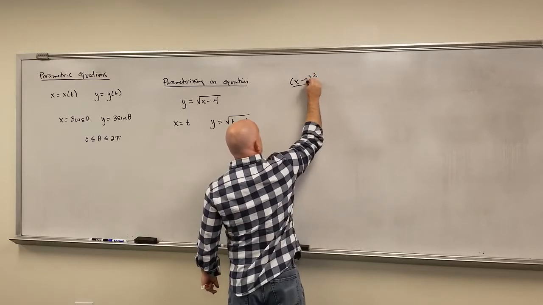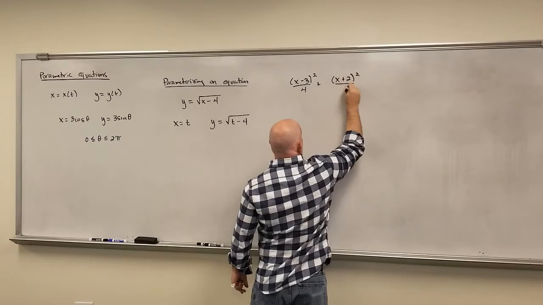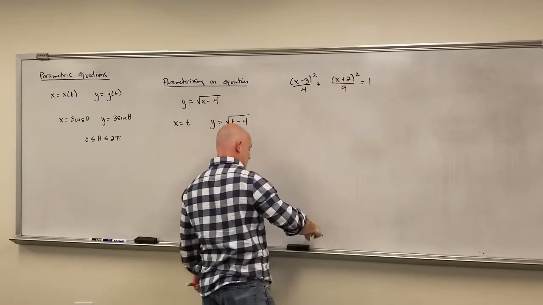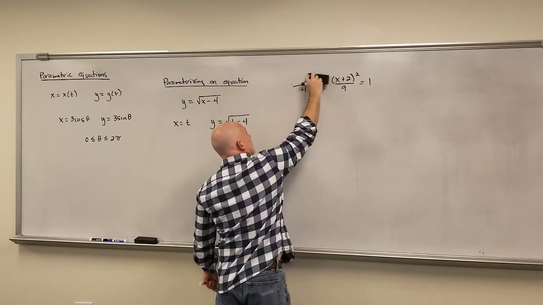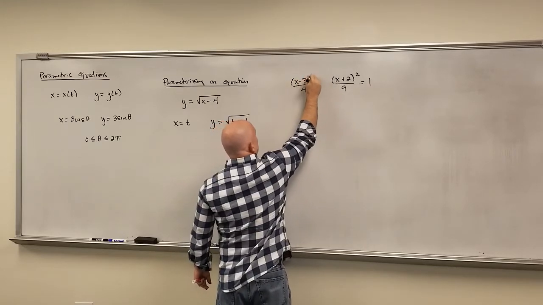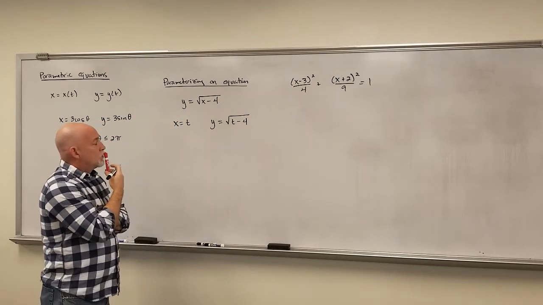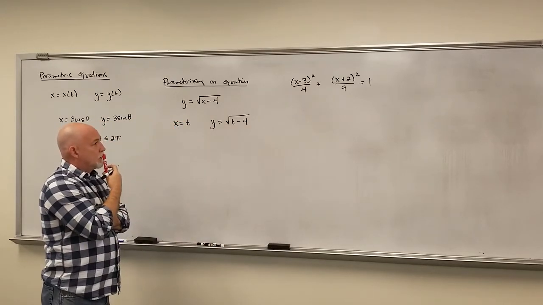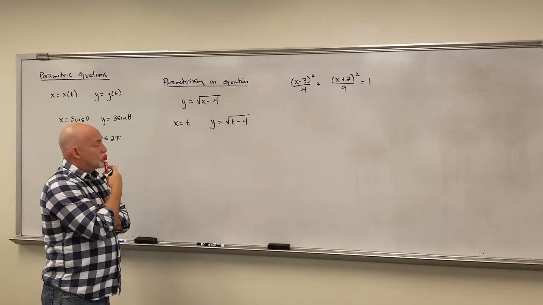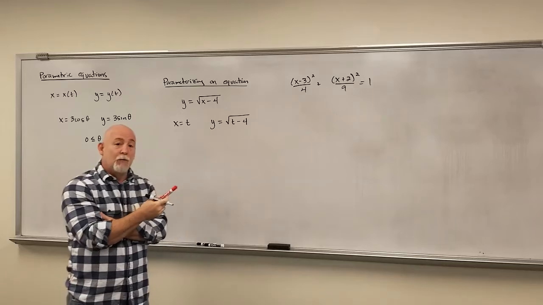(x - 3) squared over 4 plus (y + 2) squared over 9 is equal to 1. Let me write that a little bit nicer. What did I say? x minus 3, something like that. All right, how would we do something like this? Well, it would be helpful if we knew what this shape was to start with.